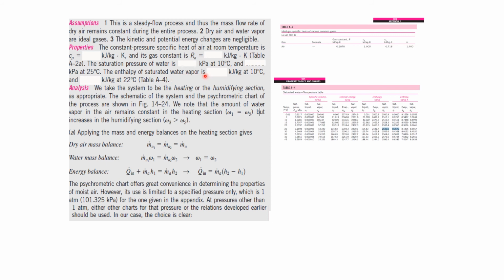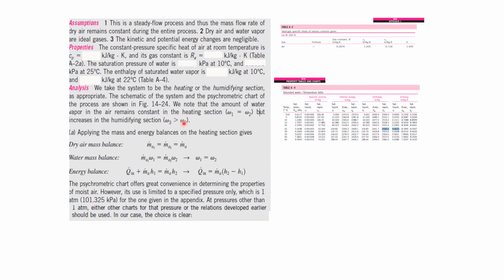So the enthalpy of saturated water vapor: you got to find what is the enthalpy of saturated water vapor at 10 degrees C, and at 22 degrees C. For 10 degrees C is easy, you should be able to find it easily from here. Now for 22 degrees C, you will see that you don't have the value. So you got to interpolate between 20 and 25 in order to find the value for enthalpy of saturated water vapor at 22 degrees C. All that can be found from table A4 here, right? So based on the analysis, omega 1 is equal to omega 2. I've already explained this to you.